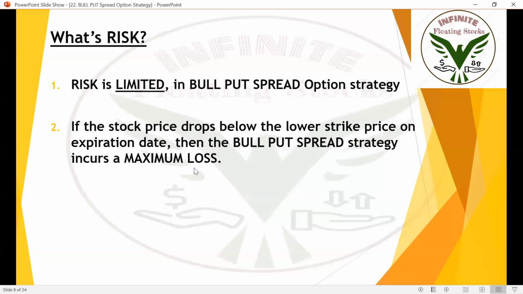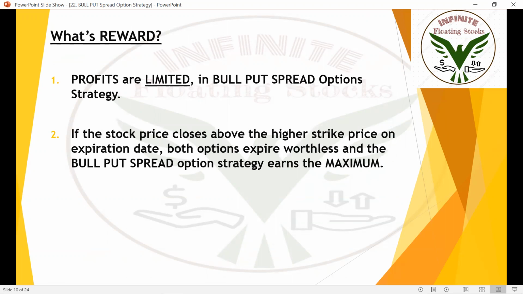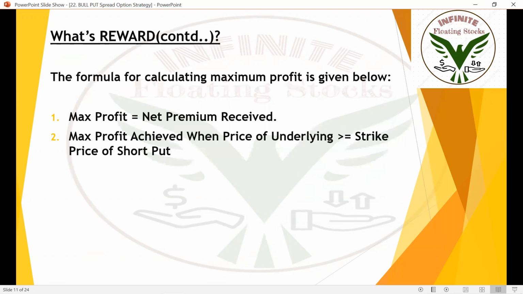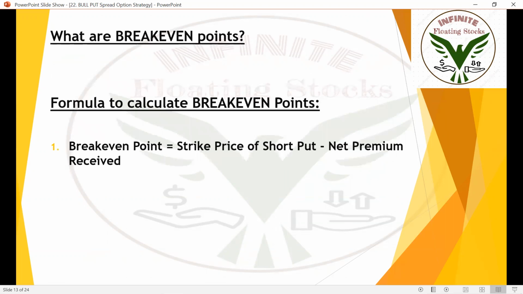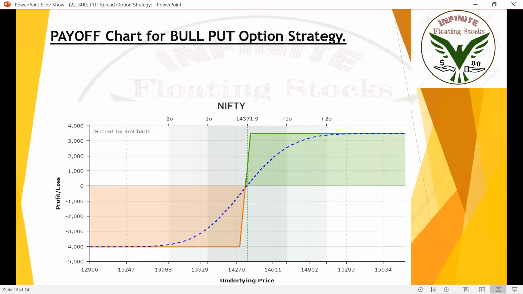strategy, and even if the market falls down to zero, then also you're not gonna lose more than 8,000 change. Okay, so the risk, because positions are hedged here and your risk is limited here. Okay, and this is a formula to calculate the risk. And reward is also limited. You can understand it by looking at payoff chart. Okay, and this is a formula to calculate reward, which is not necessary to remember. And break even points, this is a formula to calculate break even point, and you can understand it through payoff chart as well.